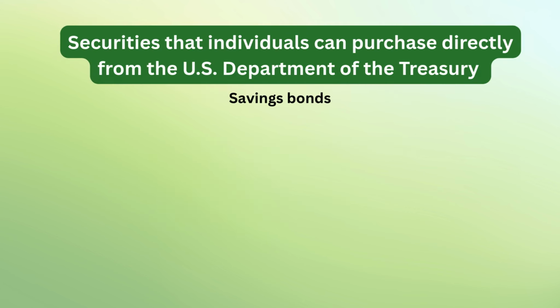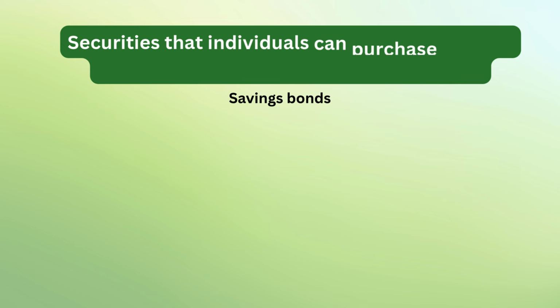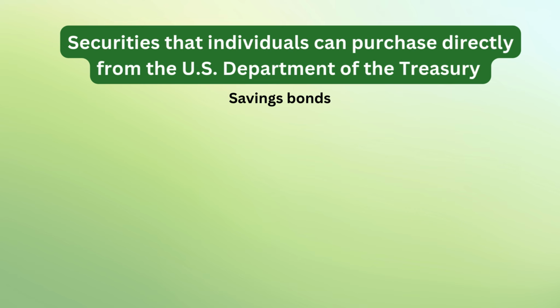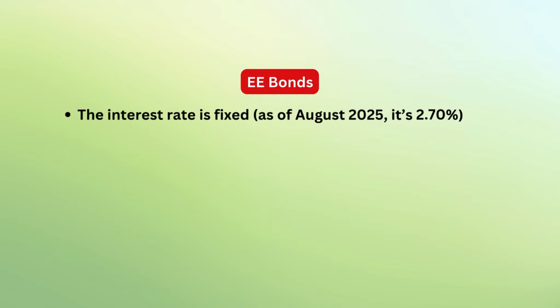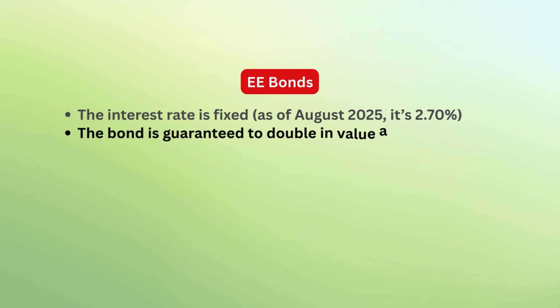Next, let's look at savings bonds. These are securities that individuals can purchase directly from the U.S. Department of Treasury and later redeem for cash. There are 2 types of savings bonds available for online purchases: EE bonds and I bonds. EE bonds. The interest rate is fixed, as of August 2025 it is 2.7%, and the bond is guaranteed to double in value after 20 years.